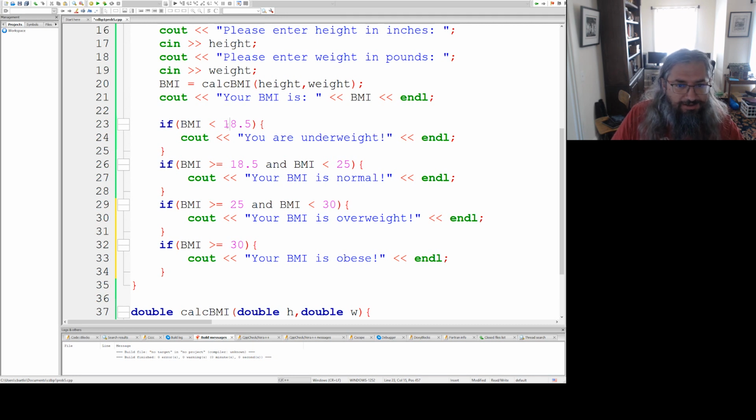We're asking, is this less? Is this greater than? Is this less? Is this greater than? Is this less? Is this greater than? So that's 6 questions to pick 4 things. It feels like we could do a little bit better than that. And on top of that, there's no case where we're going to want to print out I'm underweight and overweight, right? I'm going to be one of these things.